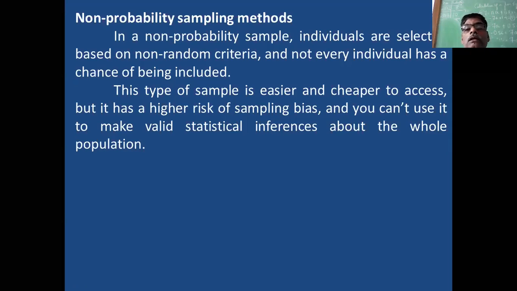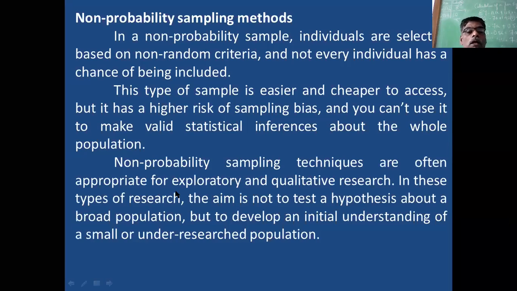Random selection is difficult, and non-random selection is very easy. Okay. Suppose I'll tell you an example. Instead of selecting students randomly from your class, if I select the students known to me for my information, it is very easy for me. That is called non-random sampling.